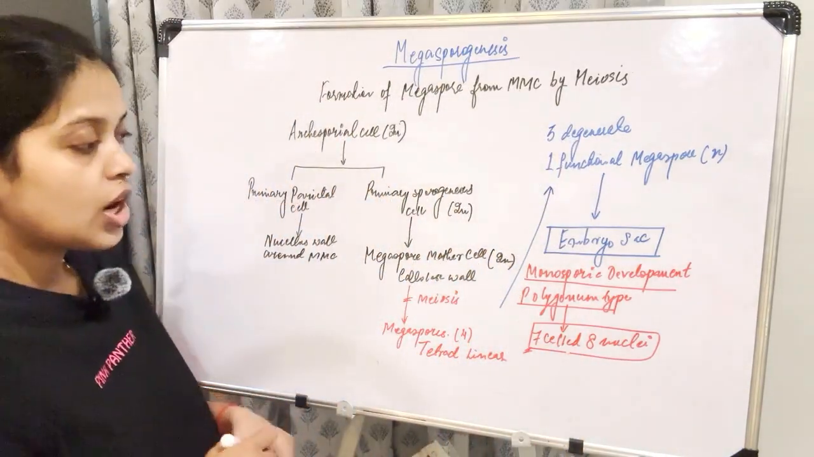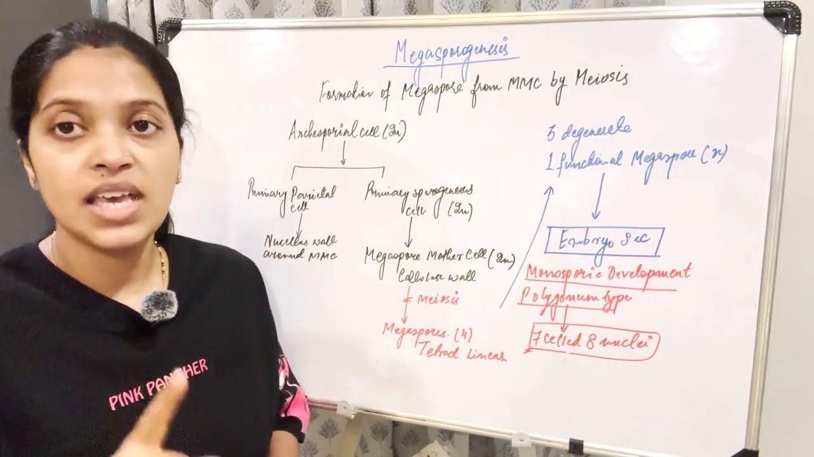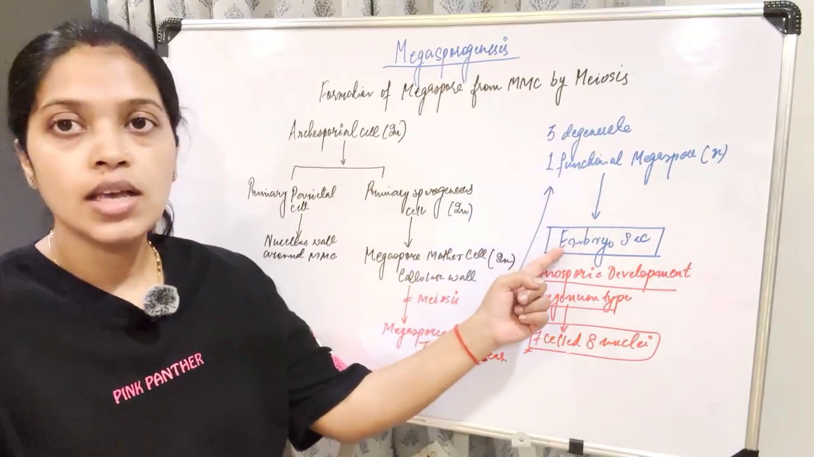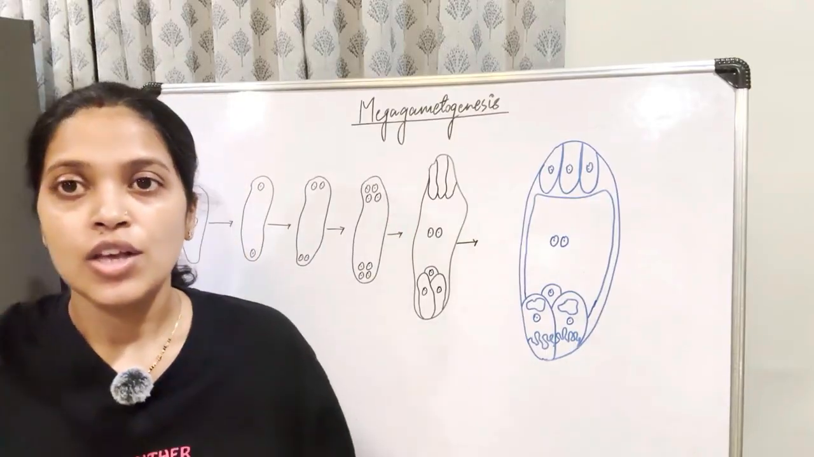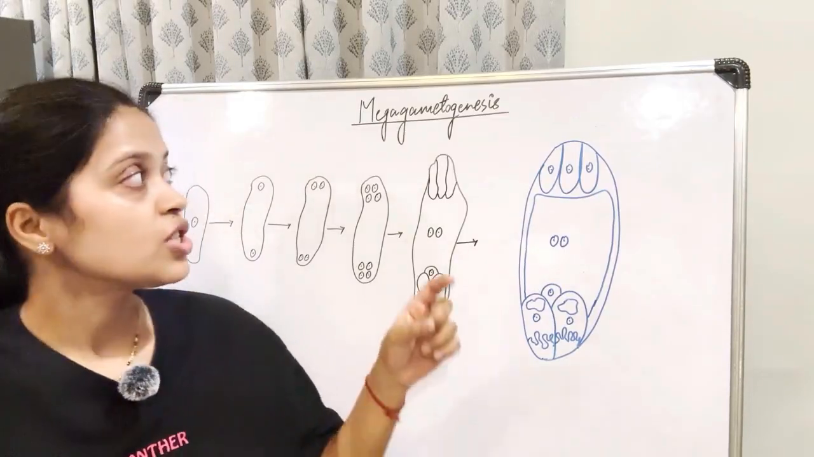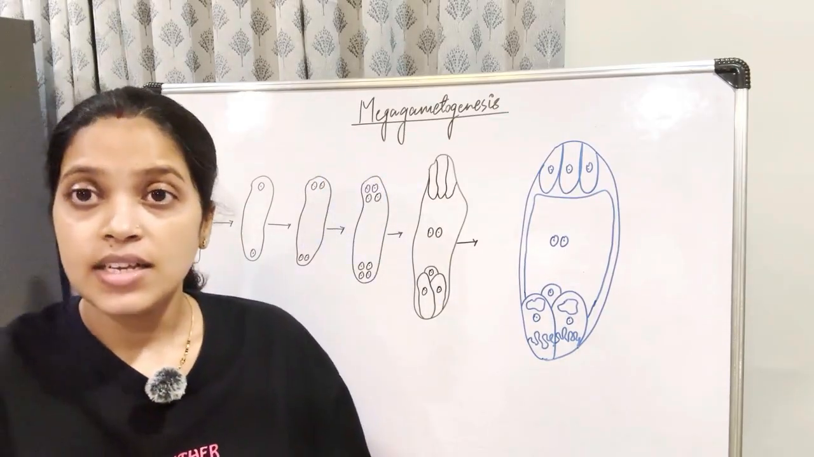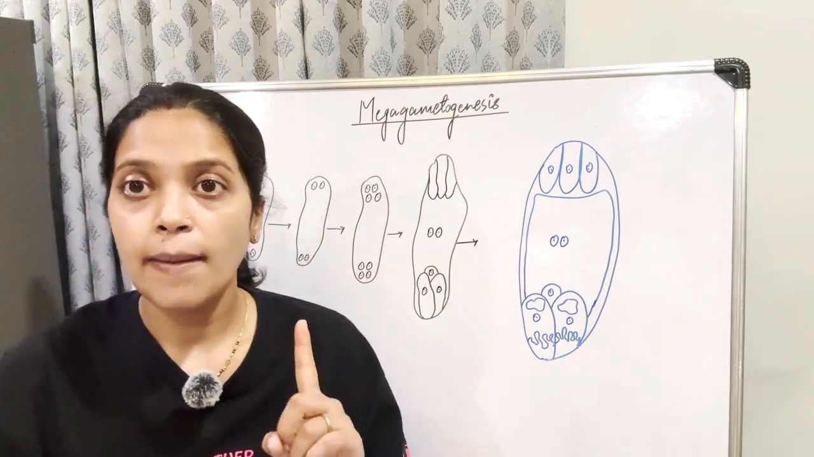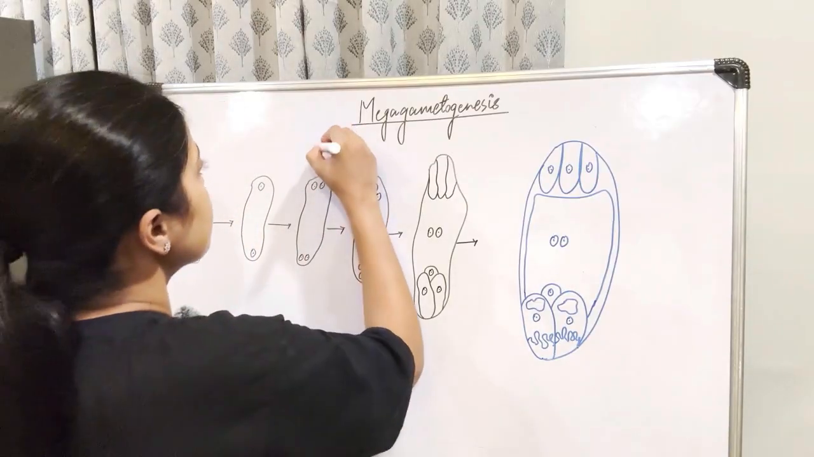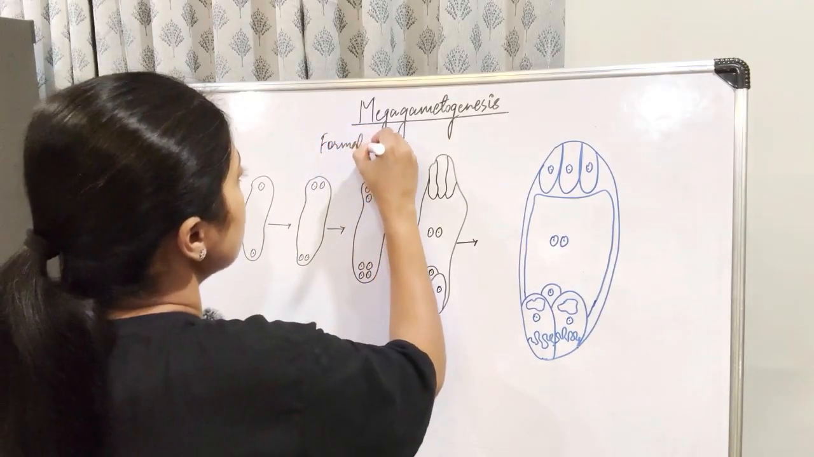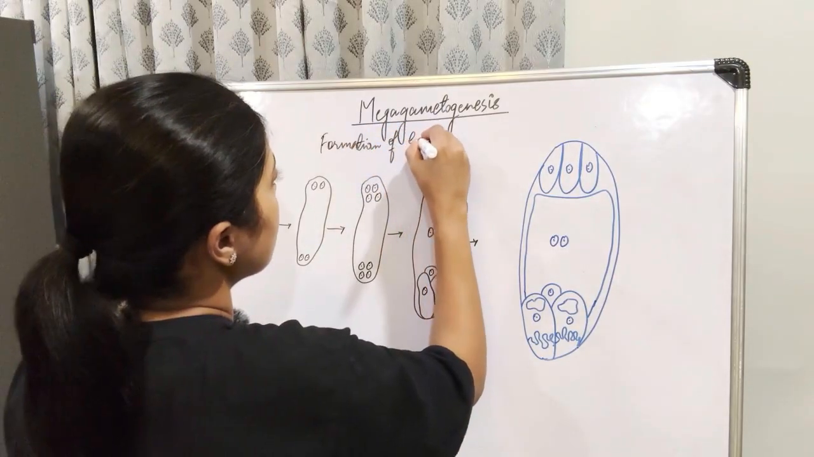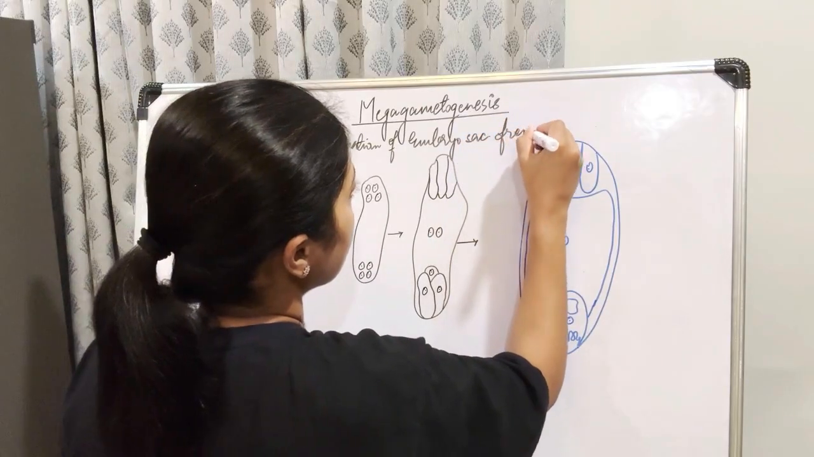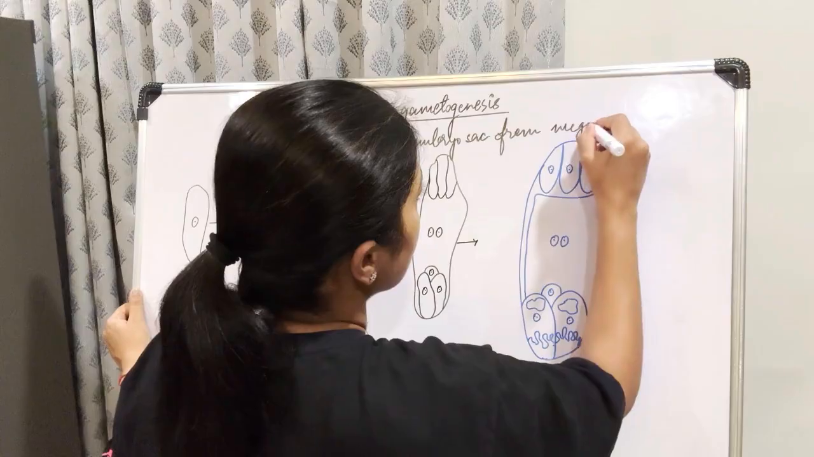Okay, so now we'll move to the process of megagametogenesis. That is how this megaspore forms the embryo sac. So now we'll talk about the process of megagametogenesis, that is the formation of the embryo sac from the functional megaspore.